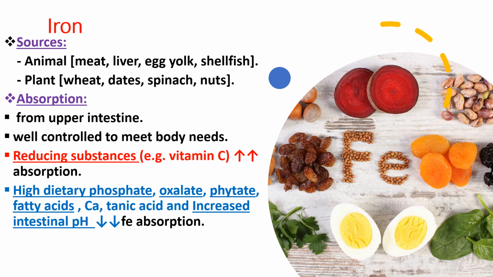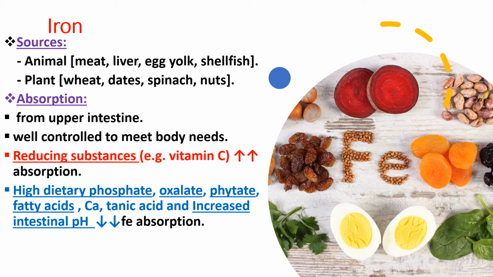Reducing substances like vitamin C increase iron absorption. Vitamin C also increases calcium absorption. We mentioned in calcium that acidic pH increases calcium absorption. Also here, a reducing substance like vitamin C will increase iron absorption. So vitamin C increases both iron and calcium absorption.